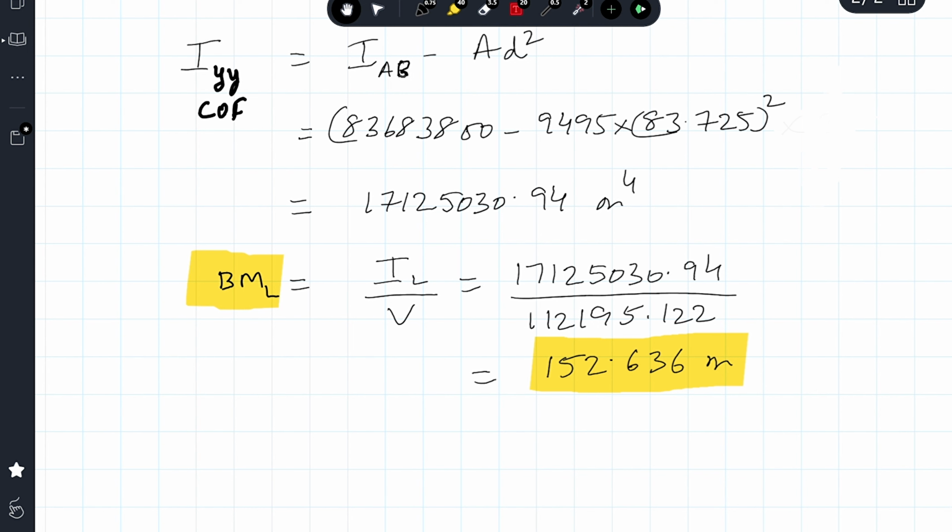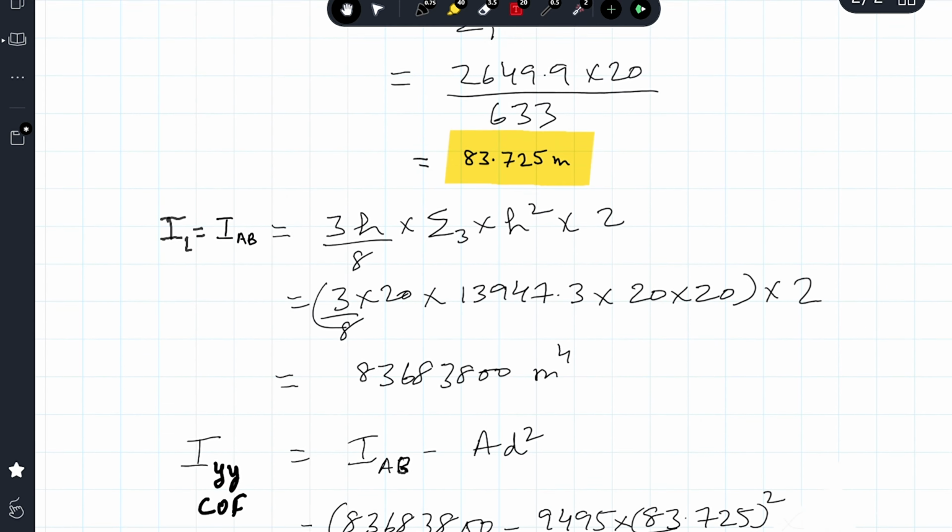upon underwater volume. So 1712503.94 upon 112195.122, I get 152.636 meter. This is longitudinal BM. So as you can see, the BM transverse was 26 point something meters and longitudinal BM is 152. So it's much larger. And even the moment of inertia, longitudinal moment of inertia is 1712503.